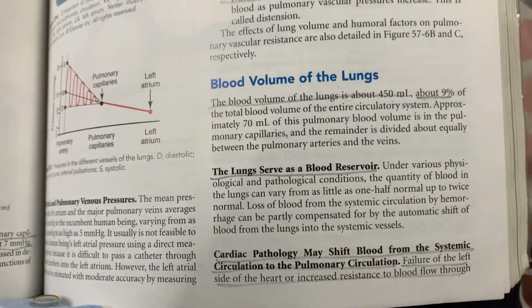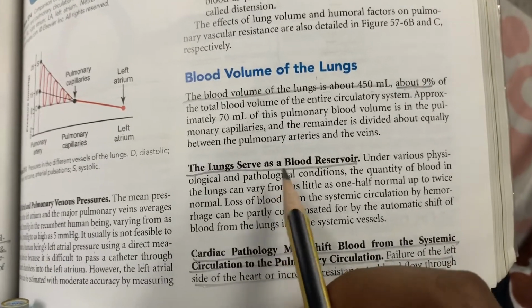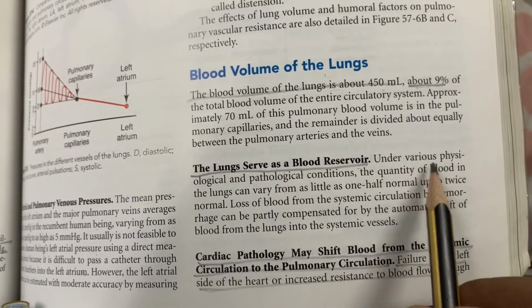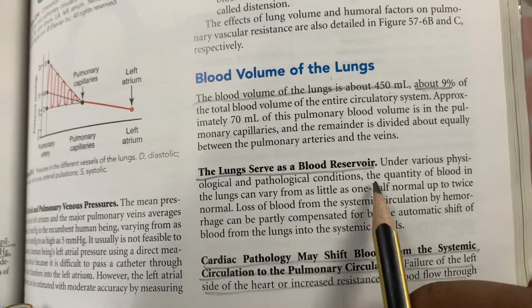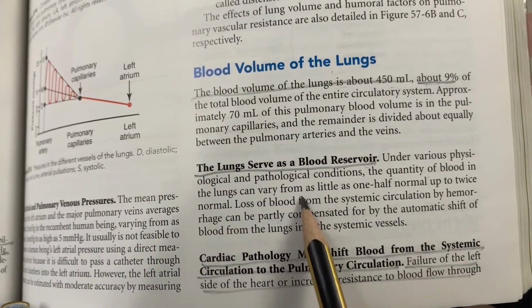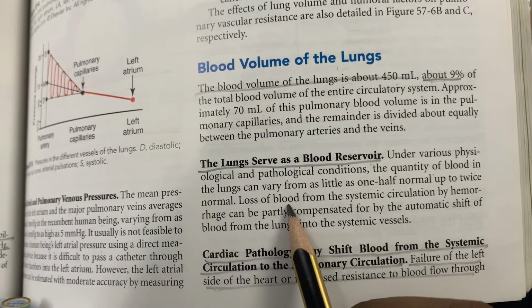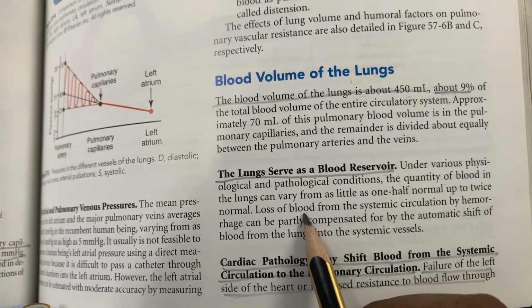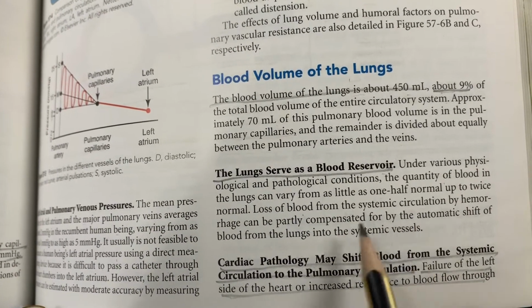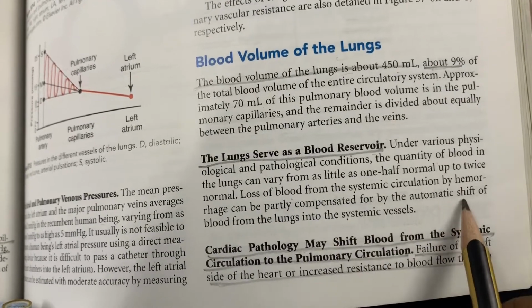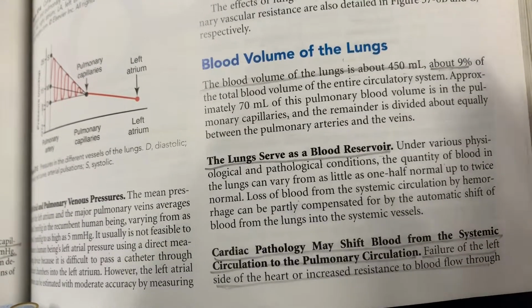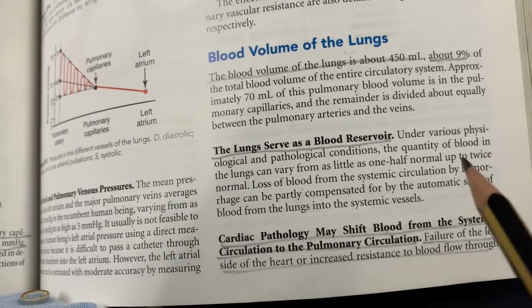Coming to the blood reservoir function of the lungs, they serve as a blood reservoir. Under various physiological and pathological conditions, the quantity of blood in the lungs can vary from as little as half the normal up to twice the normal. So loss of blood from the systemic circulation by hemorrhage can partly be compensated for by the automatic shift of blood from the lungs into the systemic vessels.